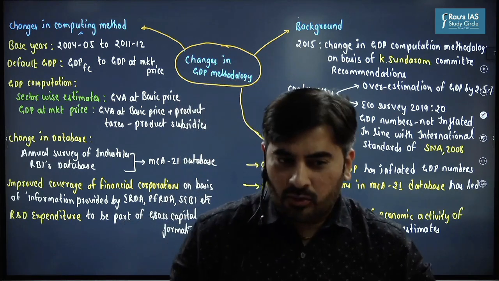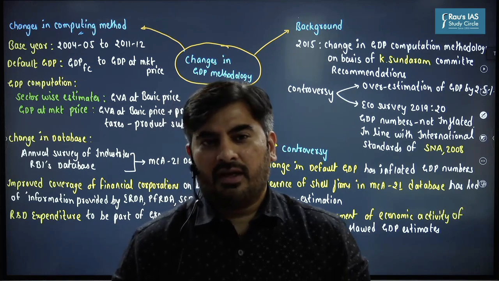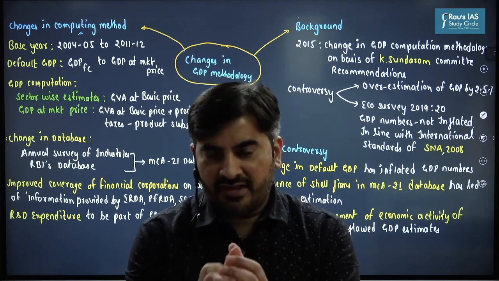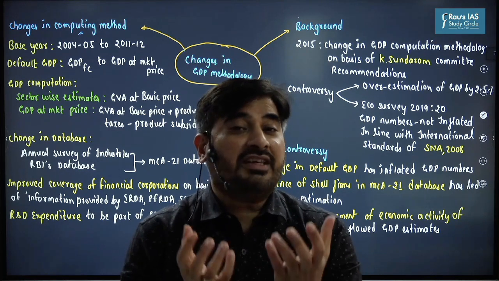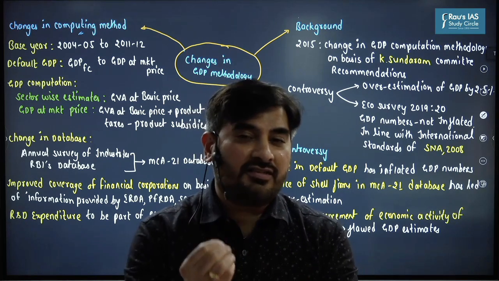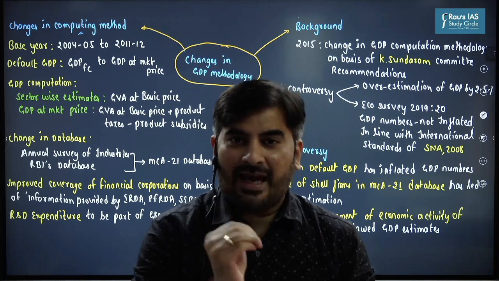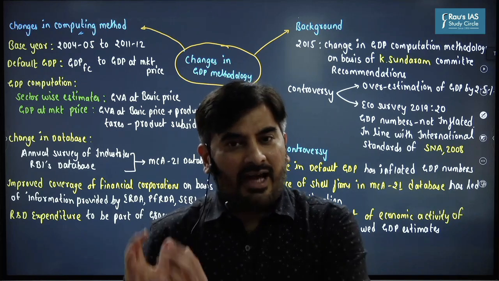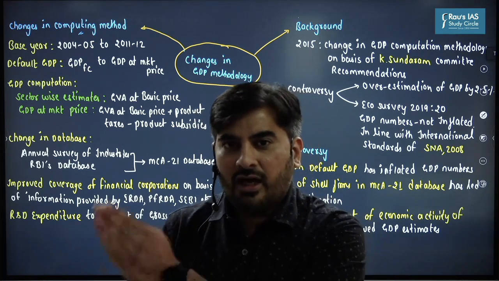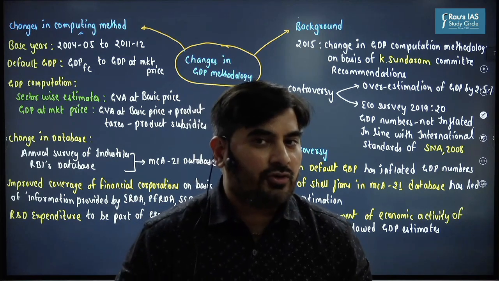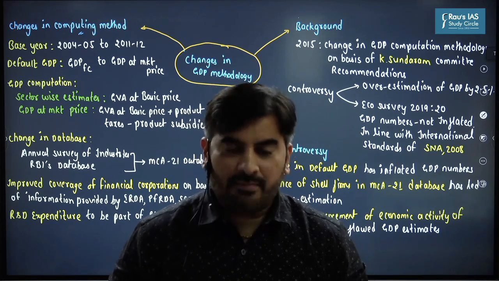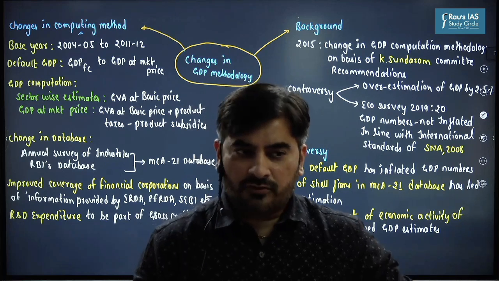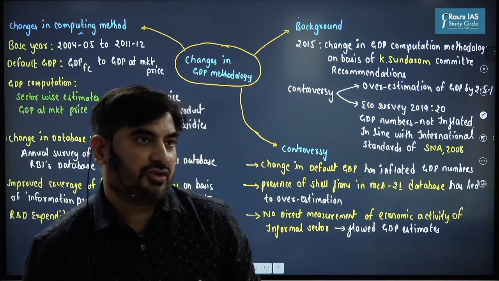Next change is with respect to the change in the database. When we measure GDP, we are required to take into account the production of goods and services in the economy. But where do we capture this economic activity? Earlier, we used to capture it through the annual survey of industries. But now we are capturing it through the MCA 21 database, which is maintained by the Ministry of Corporate Affairs. So the MCA 21 database is now used to capture the economic activity for the GDP estimation.